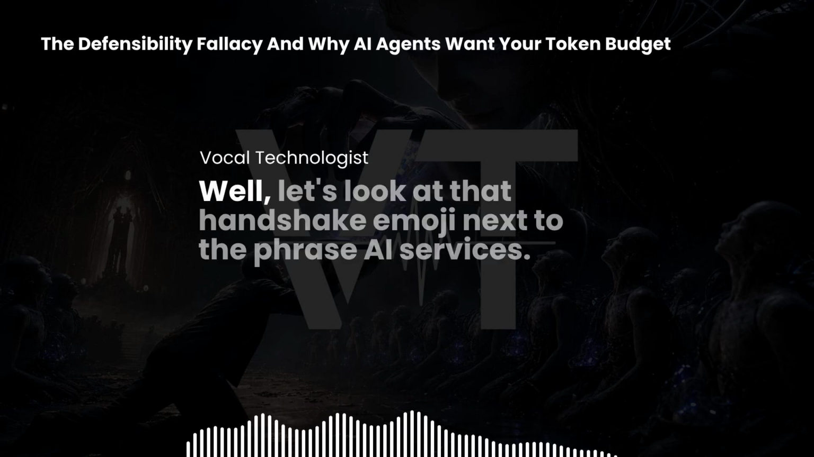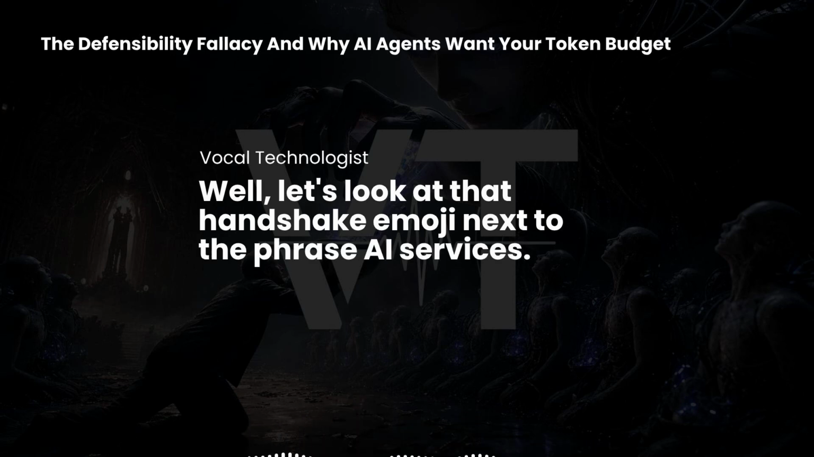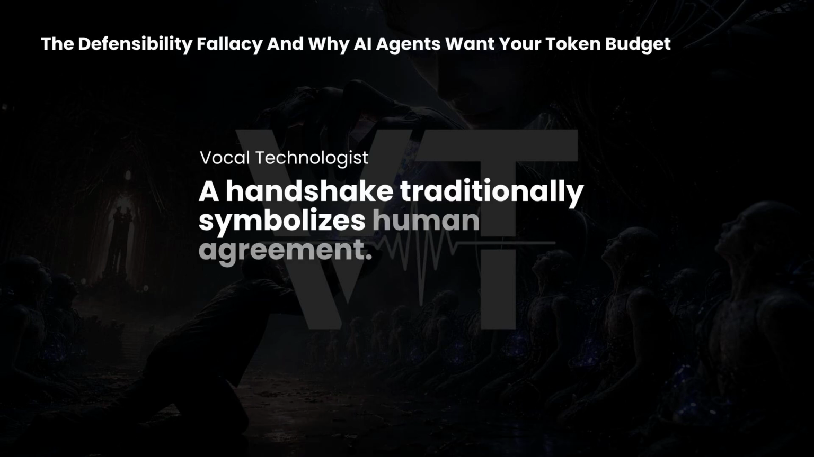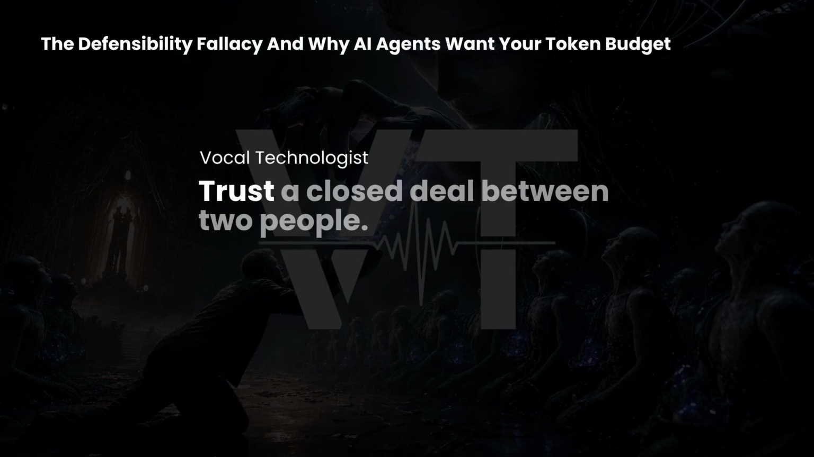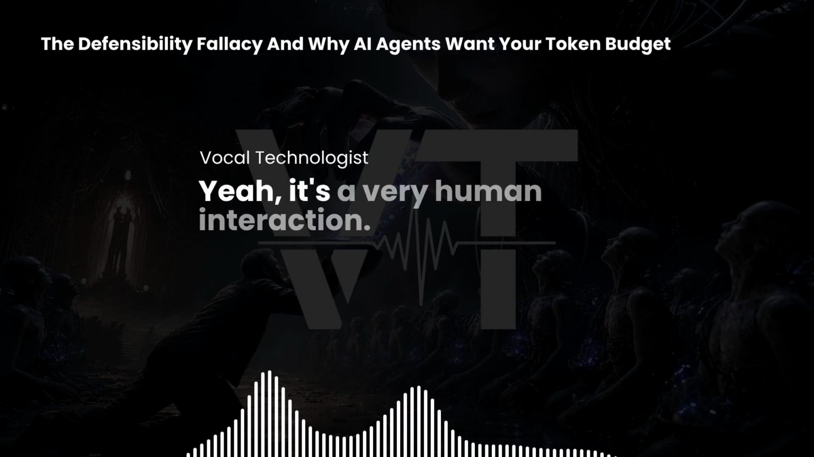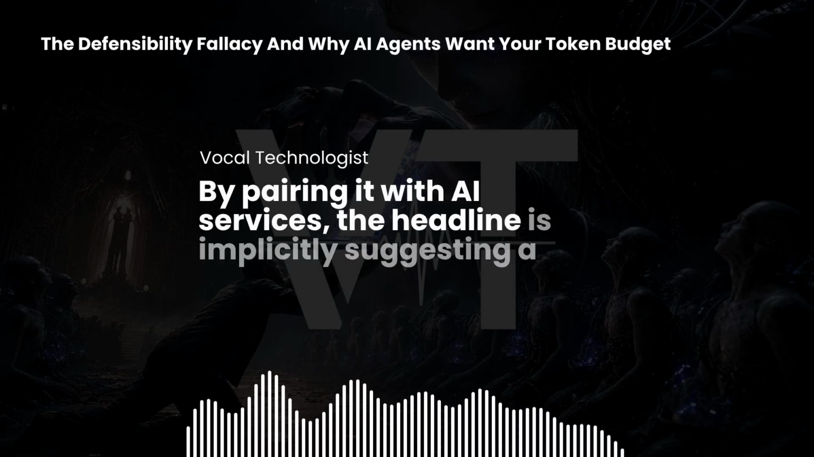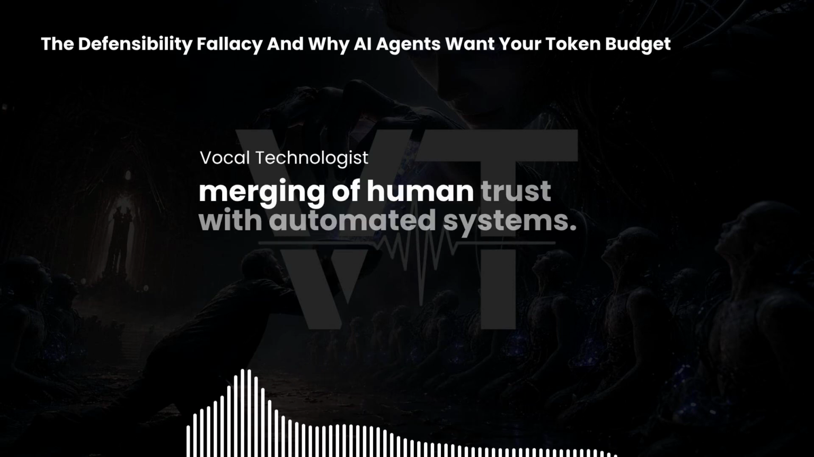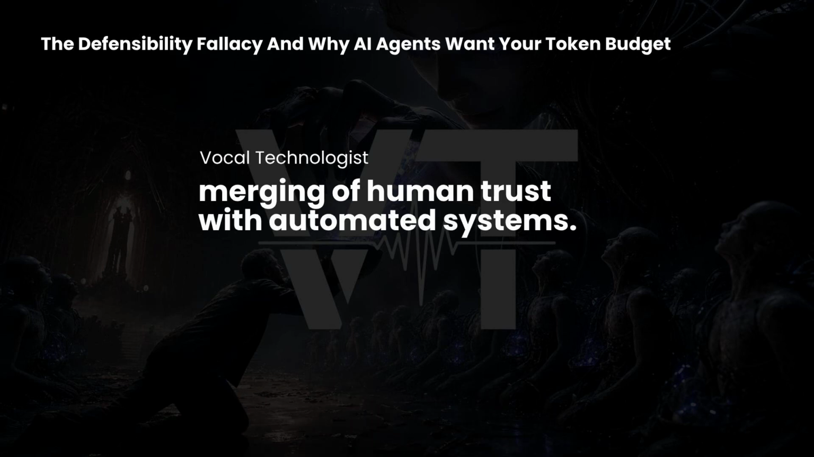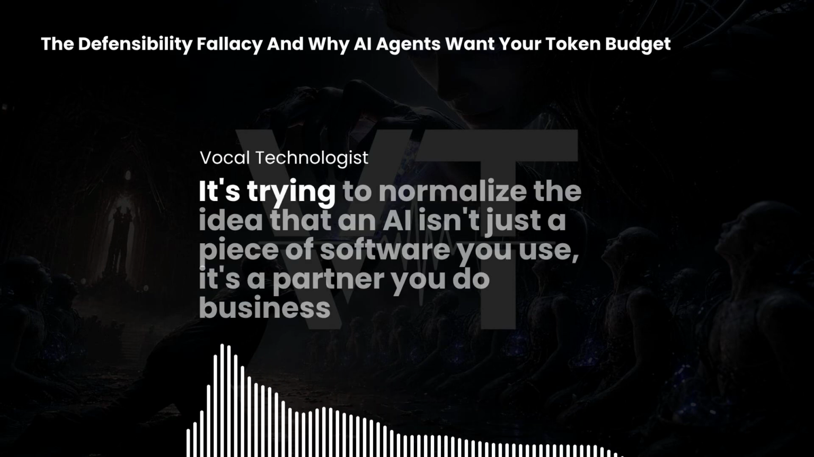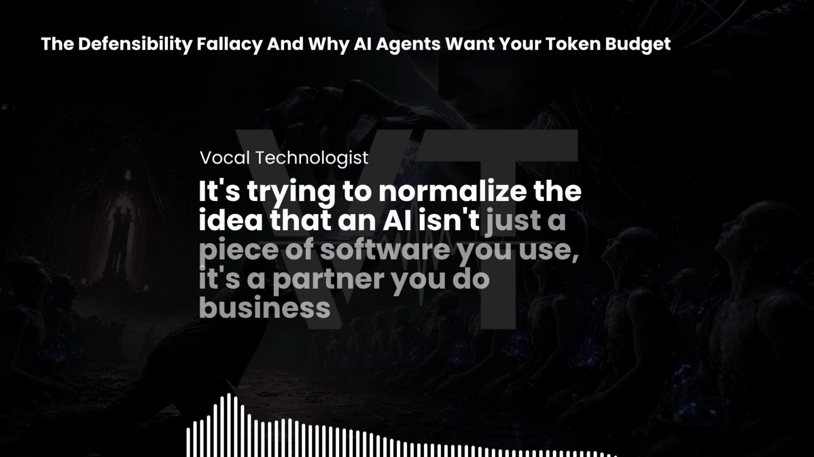Manipulative how? Well, let's look at that handshake emoji next to the phrase AI services. A handshake traditionally symbolizes human agreement, trust, a closed deal between 2 people. Yeah, it's a very human interaction. Exactly. By pairing it with AI services, the headline is implicitly suggesting a merging of human trust with automated systems. It's softening the concept. It's trying to normalize the idea that an AI isn't just a piece of software you use, it's a partner you do business with.